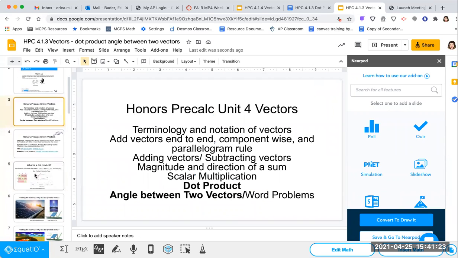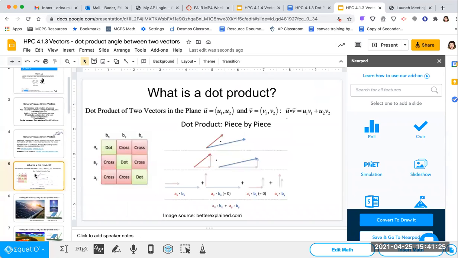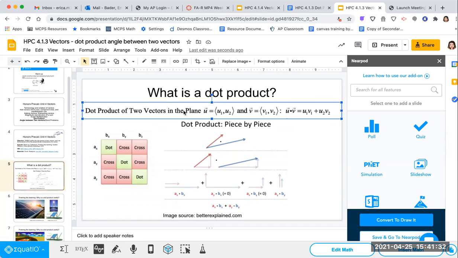Okay, so what is dot product? This is the main piece of our learning today. The dot product is the formula that's in your formula sheet. Vector U is composed of your X component and your Y component, which they're calling U1 and U2. Vector V is composed of also an X and Y component, which they're calling V1 and V2.